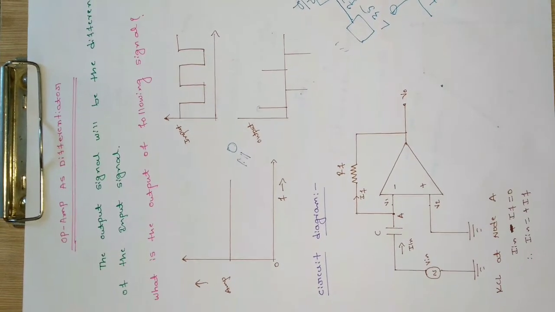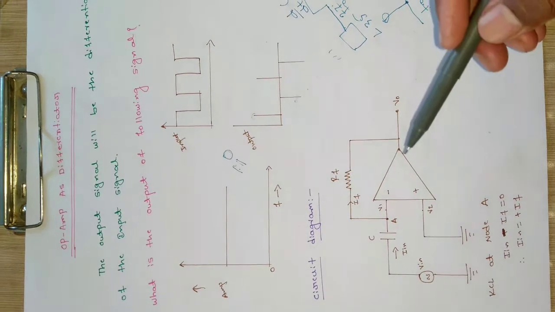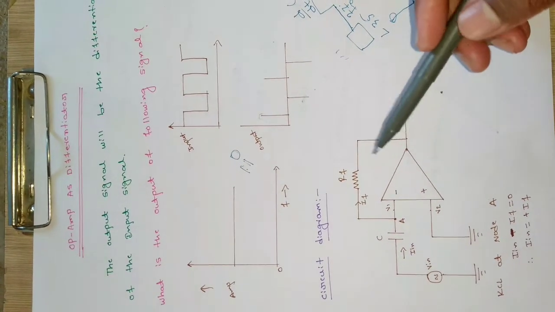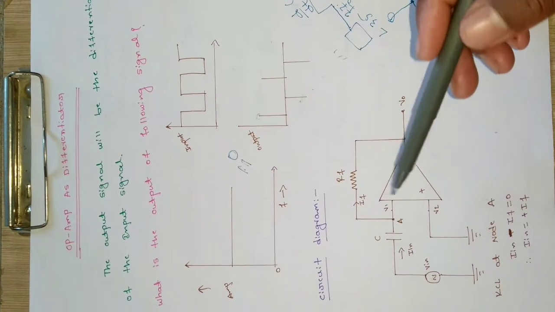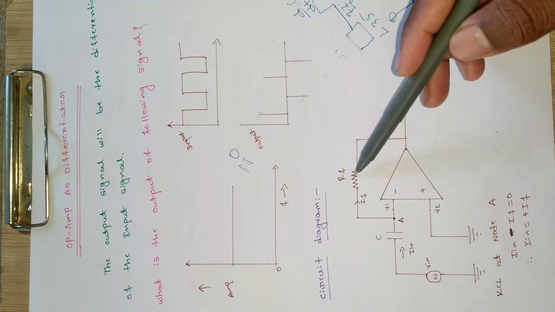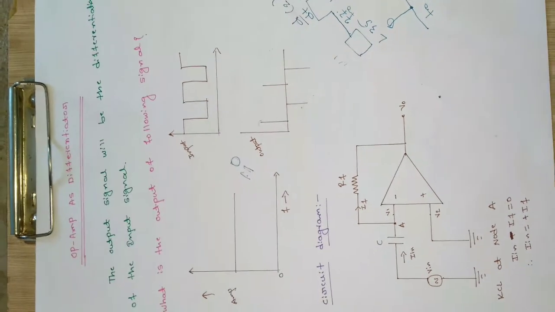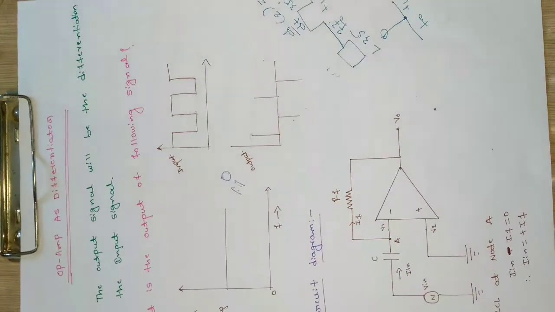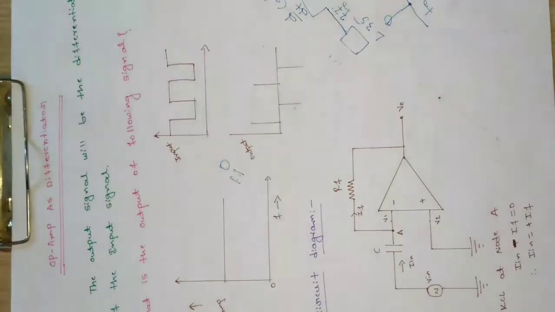So now coming to the circuit diagram. The circuit diagram is very simple, guys. We just have to rearrange the equipment which we used in the integrator. The capacitor and the resistor positions are as I have already shown you in the integrator, or else I can show you. Here it is. So now it is a differentiator again.